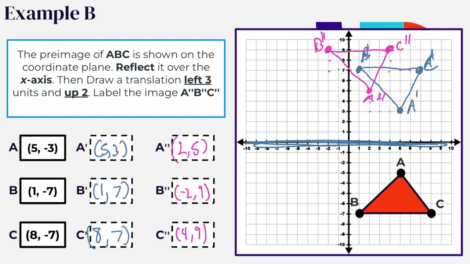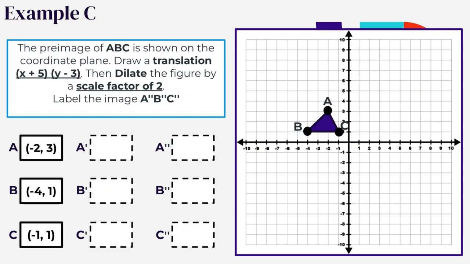So now we've done our reflection and our translation. We can see that both triangles are there on the graph. We reflected it over the x-axis, so you can see that we've made that reflection to go over the x-axis here. And then we moved it to the left and up, and that is accurate. You can see that it's gone to the left and up. Now let's take a look at example C.